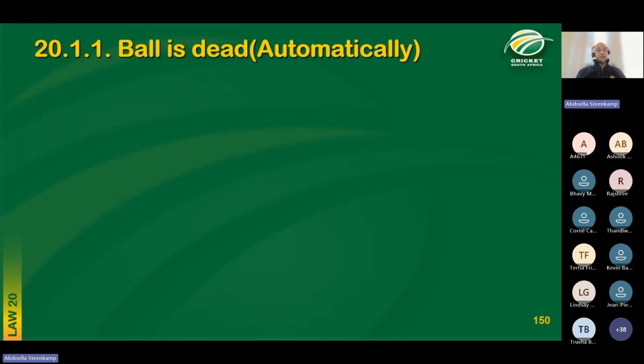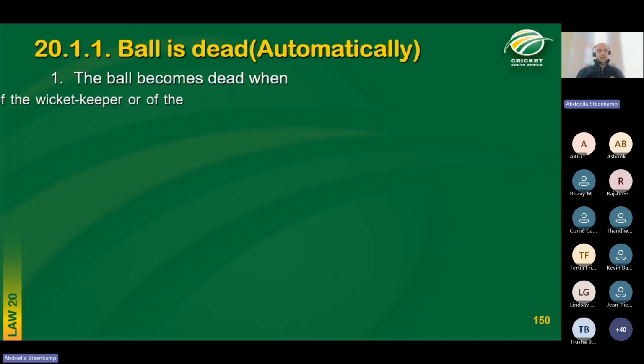When the ball automatically becomes dead, umpires technically do not have to call and signal dead ball, but it is good umpiring technique, because many players, or most of them, don't know the laws, so at times it's good to call and signal dead ball. So there are 8 instances where the ball automatically becomes dead, and there are 14 instances where the umpires need to call and signal dead ball. But let's kick off with when the ball automatically becomes dead.